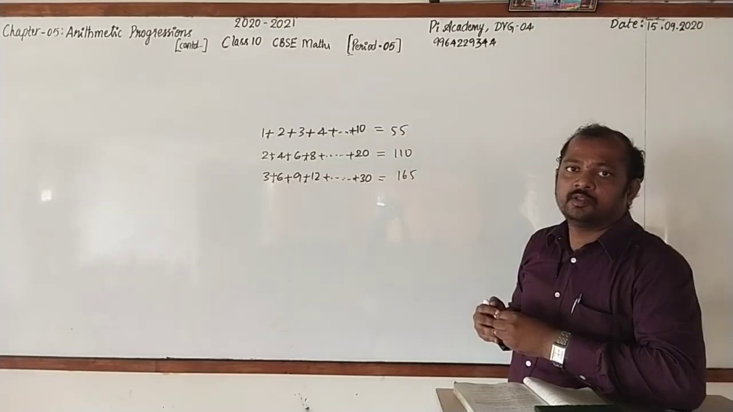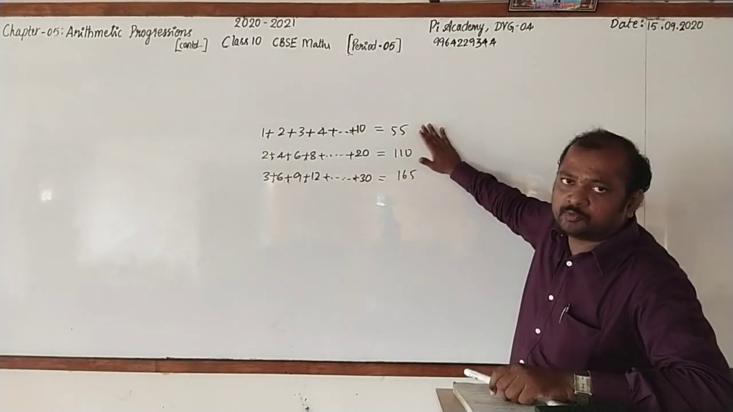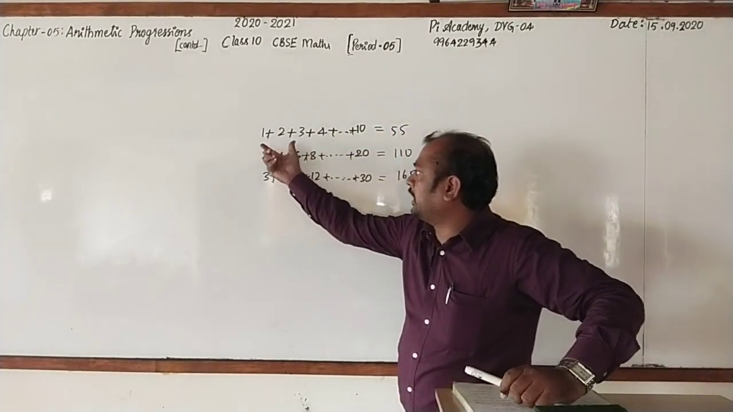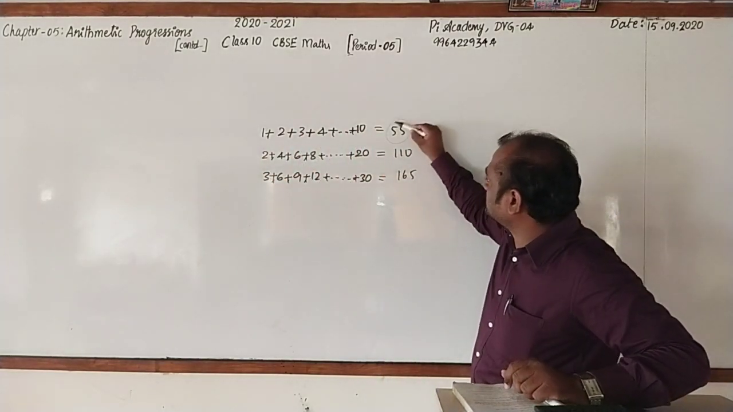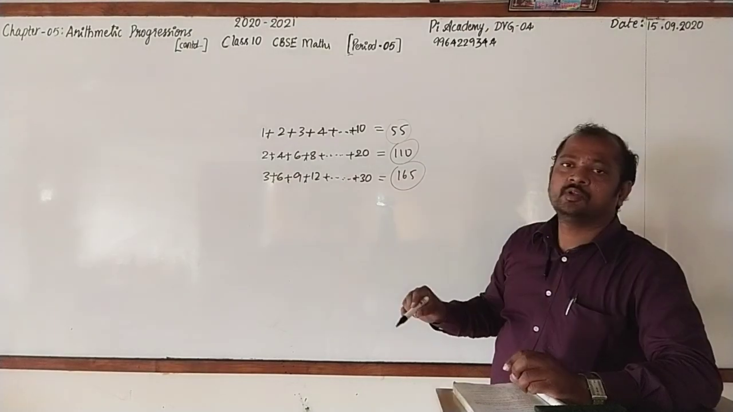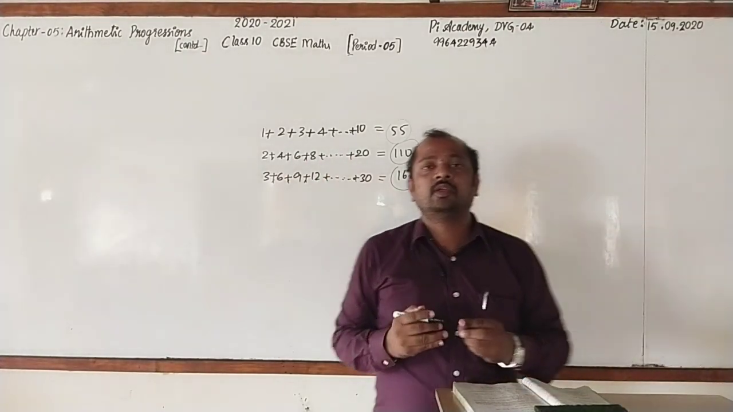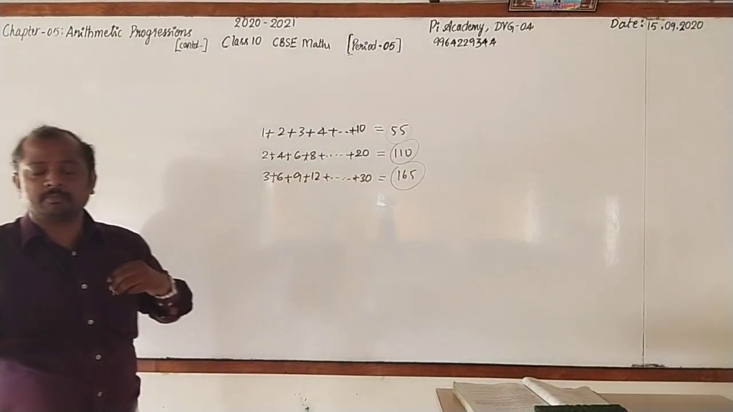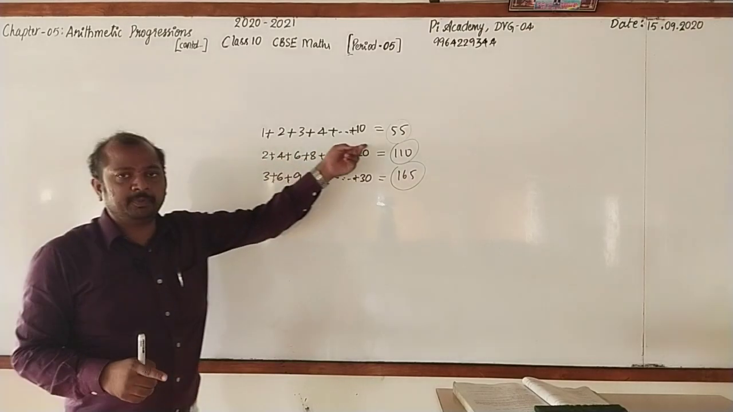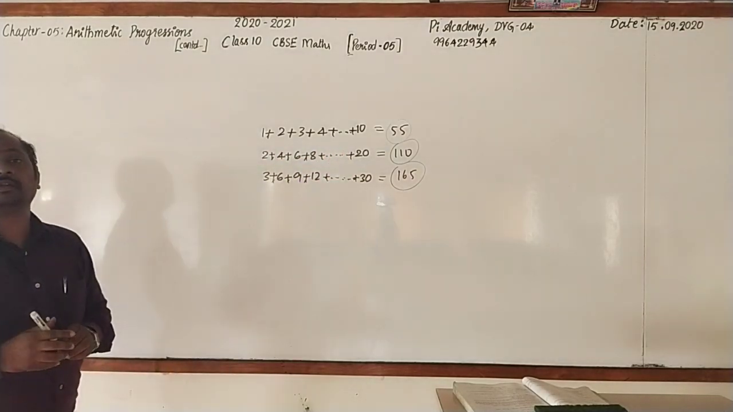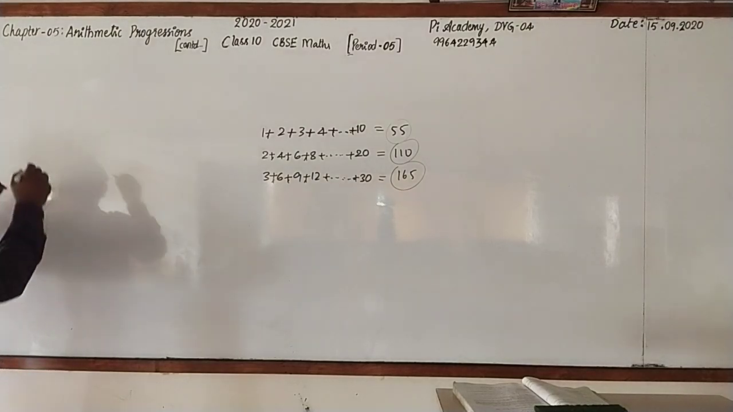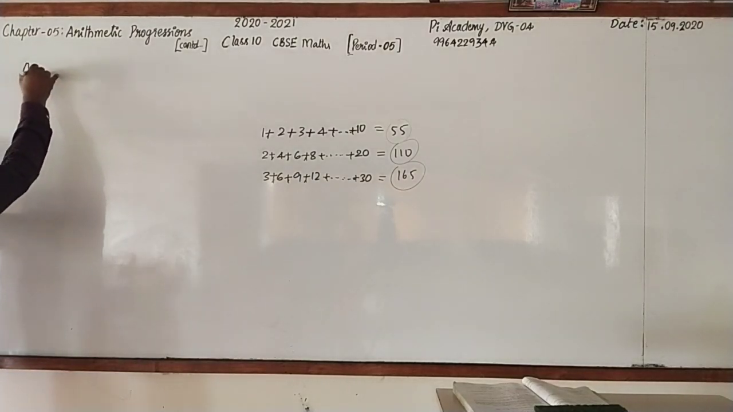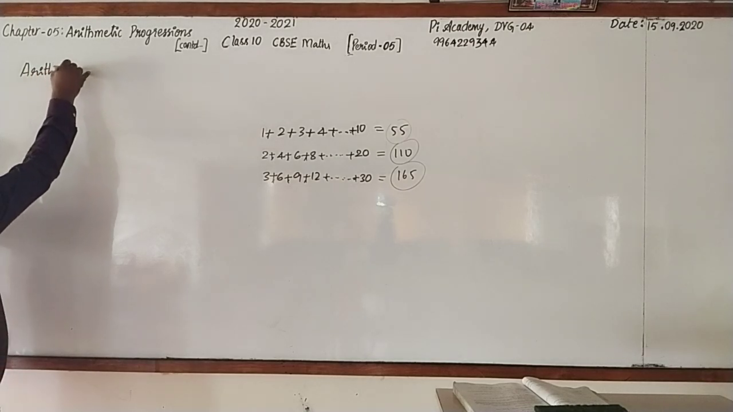Got it? Can you tell what we have done here? Here we have added all the terms of the AP. Then you get a sum. Do you know what it is called? Yes, the sum of terms of the AP is called arithmetic series. Please do remember. Here I'll write arithmetic series. Very simple.